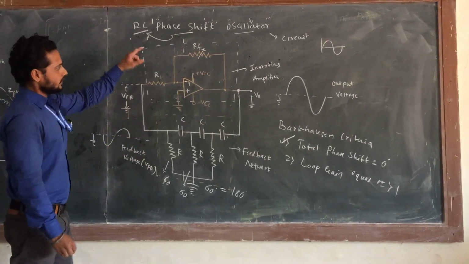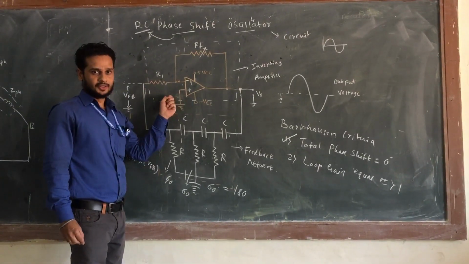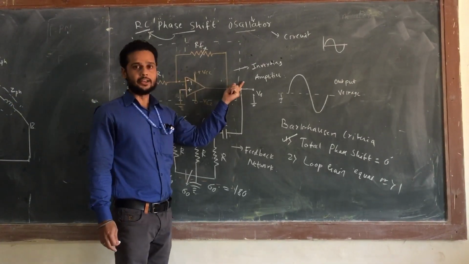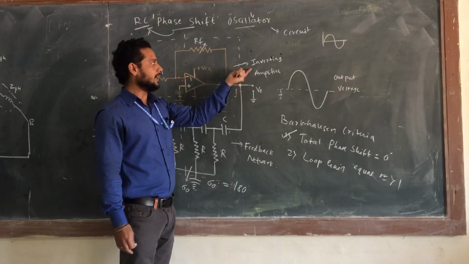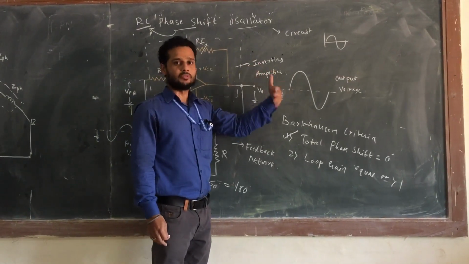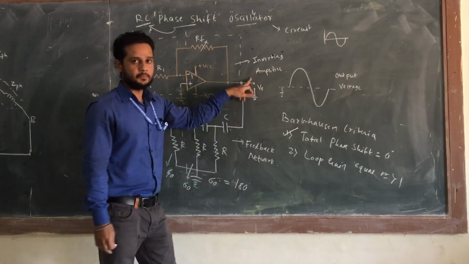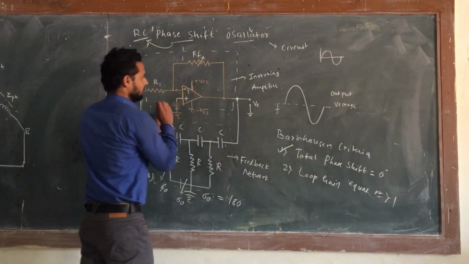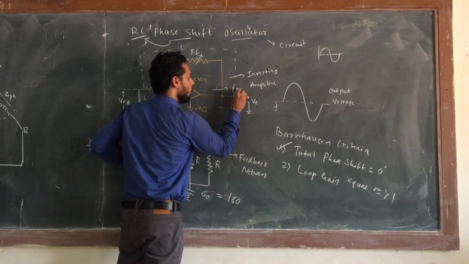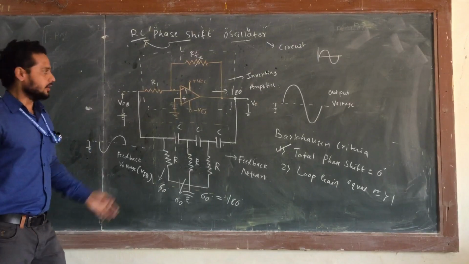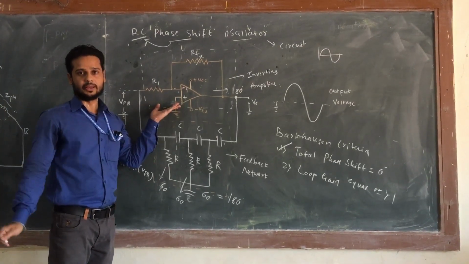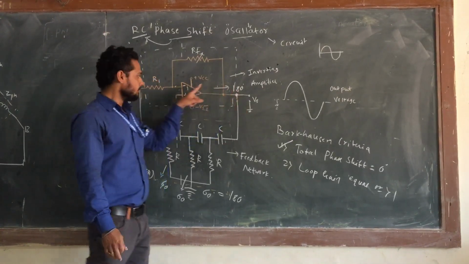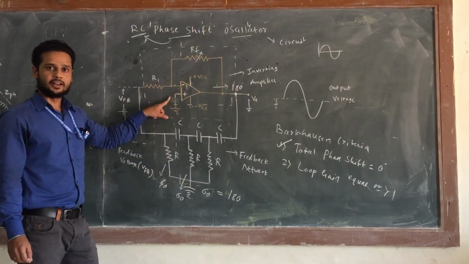Now concentrate on this amplifier part here. You identified that you are making use of an inverting amplifier. The name inverting itself suggests that the output will be inverted, so a 180 degree phase shift will be introduced. The inverting amplifier will produce a phase shift of 180 degree. If you make use of a non-inverting amplifier, the phase shift will be equal to 0 degree. So the total phase shift introduced by this inverting amplifier will be 180 degree.